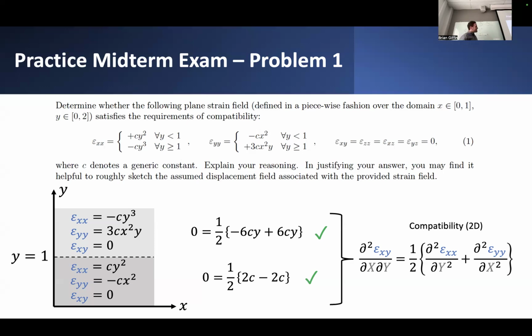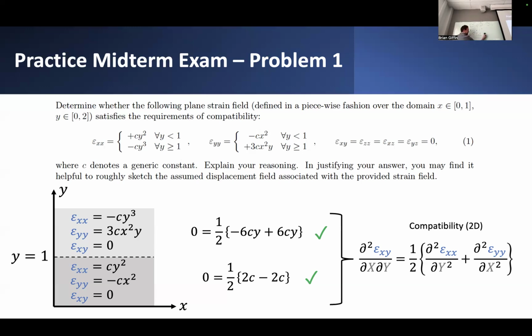So looking at epsilon xx integrated with respect to x in both of these cases. And then we can compare. Do those terms, forgetting about the extra constant of integration, match when we set y equal to 1? So I'll ask, what's the integral of epsilon xx with respect to x on the top half? Minus c, there should be y cubed sticks around, times x. If we evaluate it at y equals 1, then this term just goes to 1.